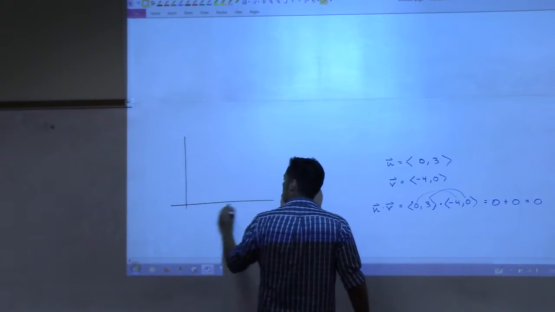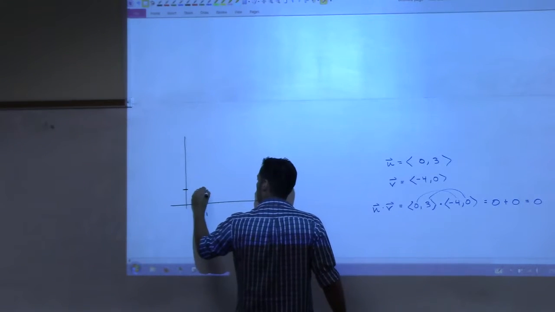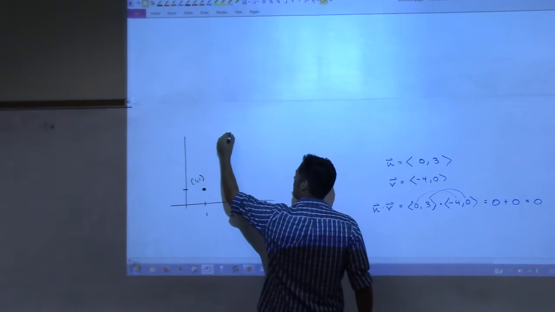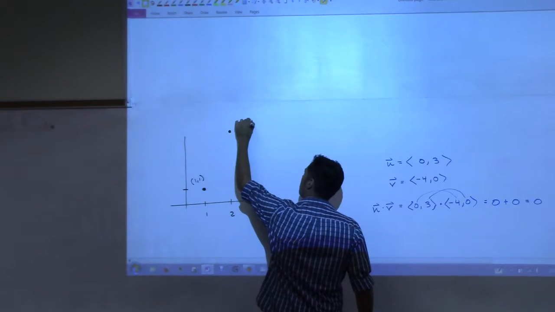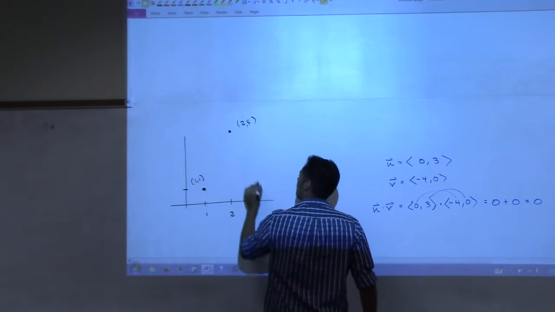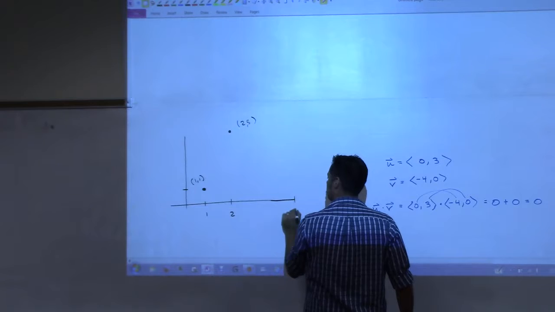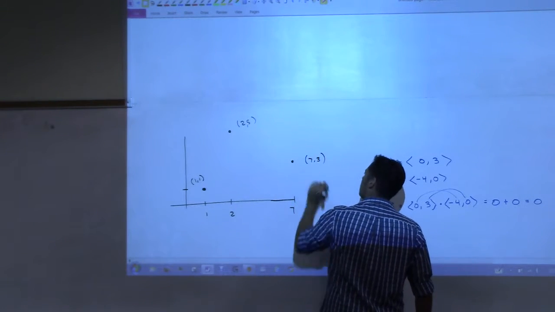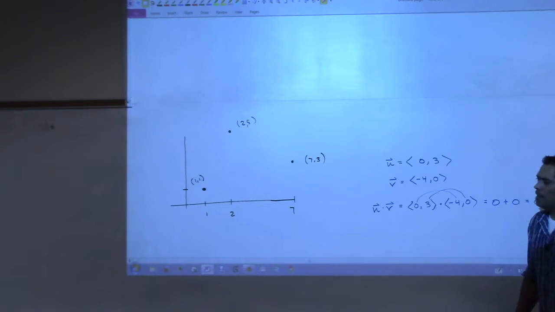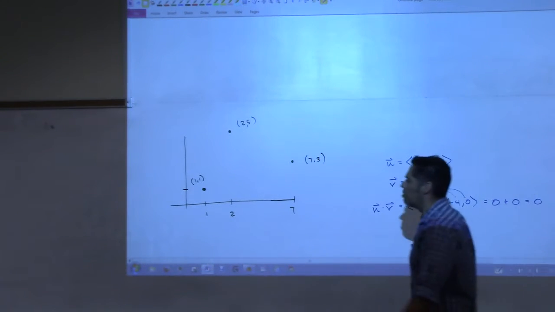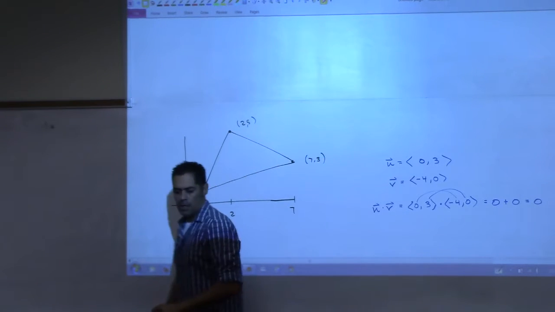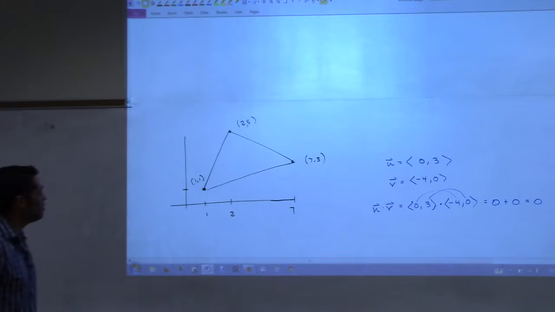What if I give you this point 1, 1? And this point up here, 2, 5. And I give you a point over here, 7, 3. Okay? And I say construct a triangle. Now you might trust your drawing or not trust your drawing, but my question is: is this a right triangle?